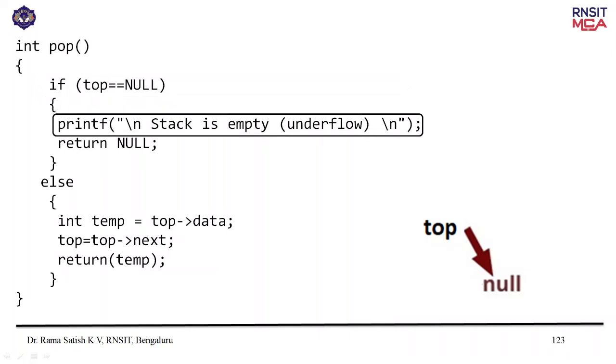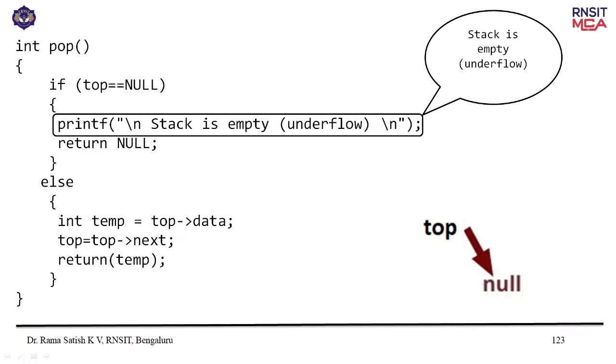Now since top is equal to null, you display a message, stack is empty. So for the third time, if the user calls the pop function and top is equal to null, it is going to display this message to the user: the stack is empty, an underflow condition. So this is how you can implement push and pop.